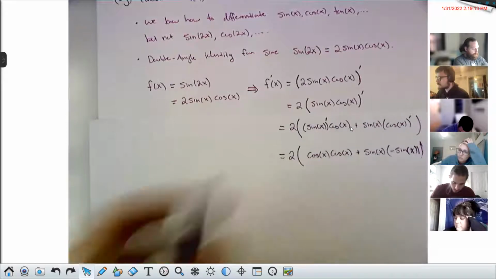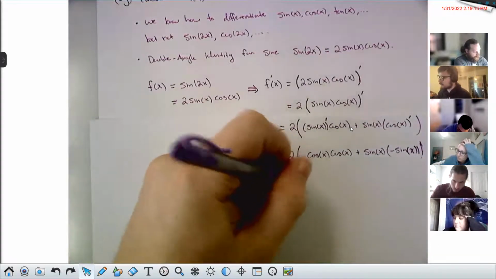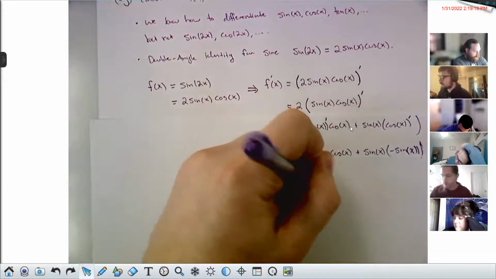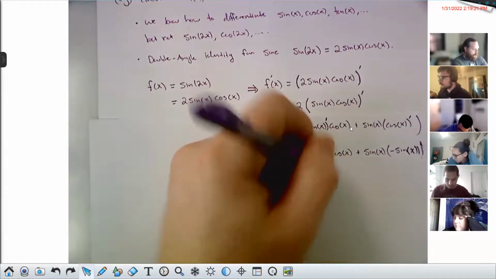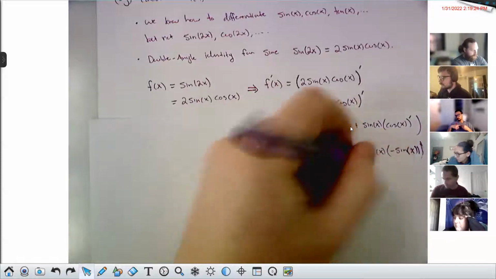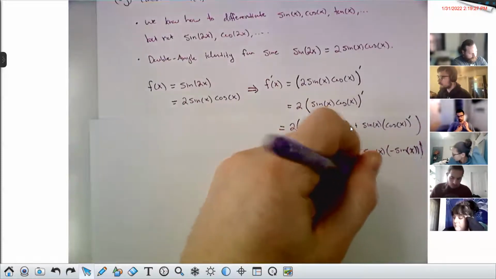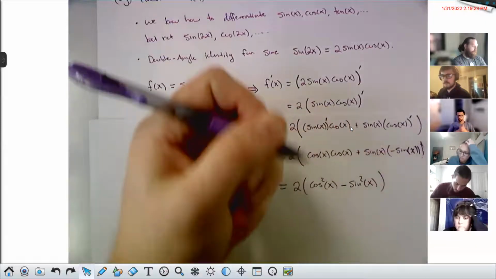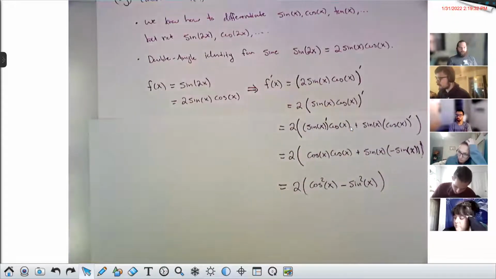And then we can just clean this up. So that's 2 times cosine, which is cos squared of x. Sine x times negative sine x is minus sine squared of x. And that's your derivative. And if you're familiar with the double angle identity for cosine, you'll see that this can be written in another way. I'll leave it like this for now. I don't want to give you too much to do at once, but that's product rule with trig functions. Not too bad.